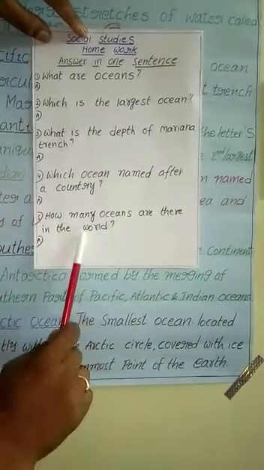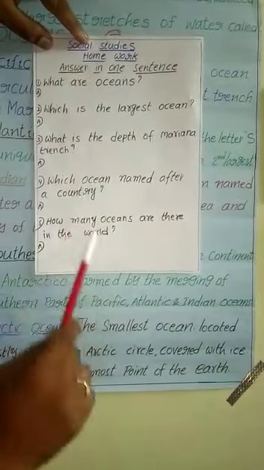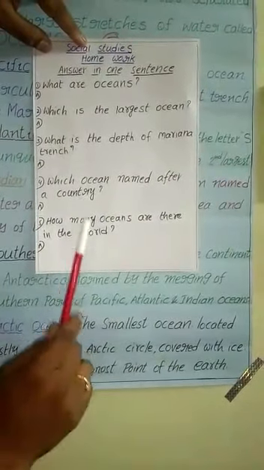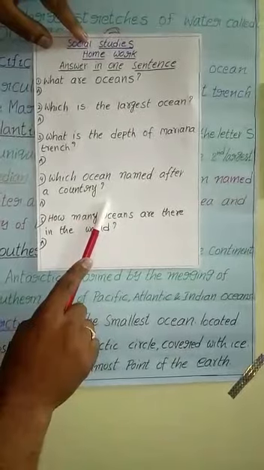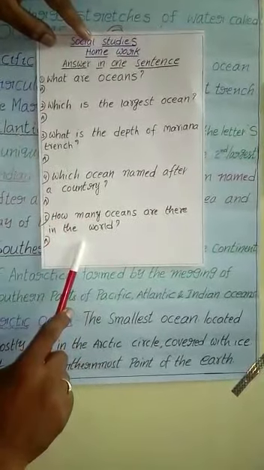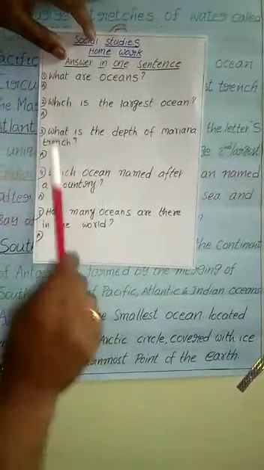So complete the five answers. Who wrote all five answers correct, for them 3 stars. Who wrote 3 answers correct, for them 2 stars. Who wrote 1 answer correct, for them only 1 star. So complete your homework, children.